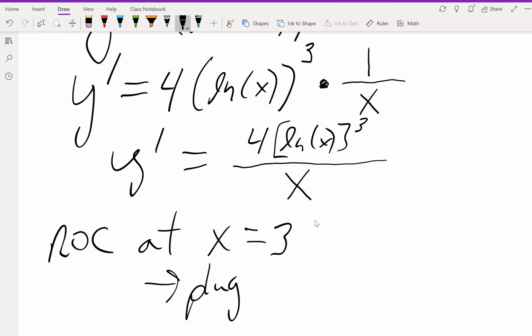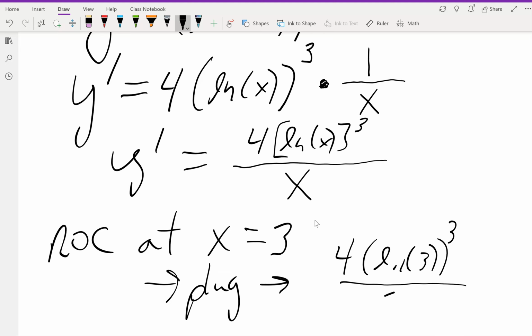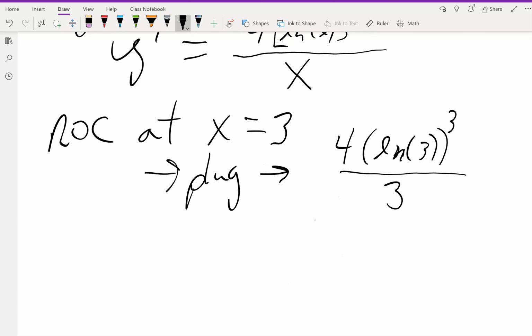So the rate of change, well, we just plug in, and we would get 4 times the natural log of 3 cubed over 3. And me and my calculator would just get us an answer. That's all I need to know. The rate of change is whatever this number is. If the rate of change is positive, that means we have an increase in growth. If the rate of change is negative, that means we have a decrease in growth.